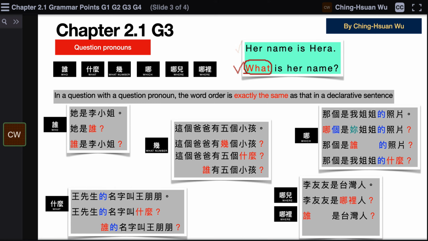As you can see here, the question pronoun has been placed at the beginning of the sentence, which is not the same in Chinese. In Chinese, if you want to ask, what is her name? Then you simply say, her name is what?